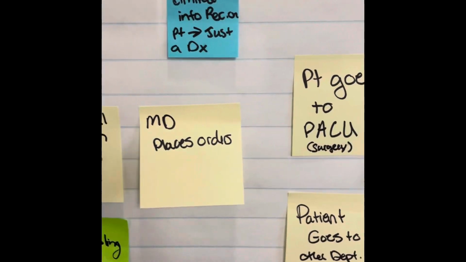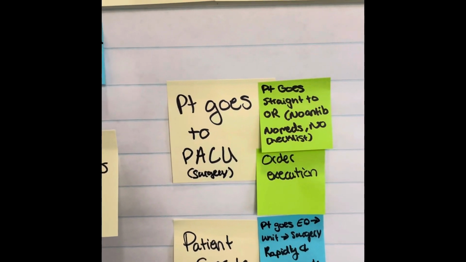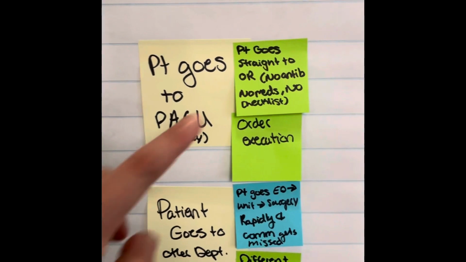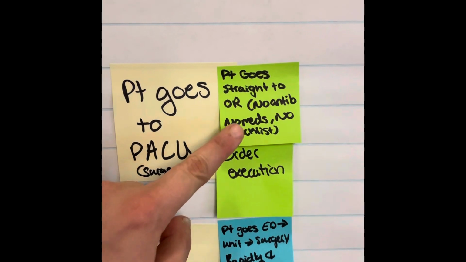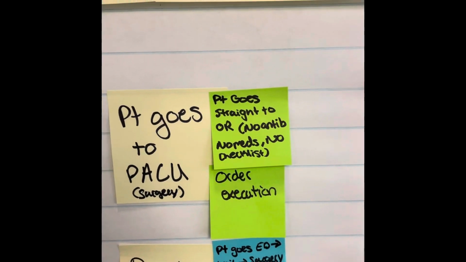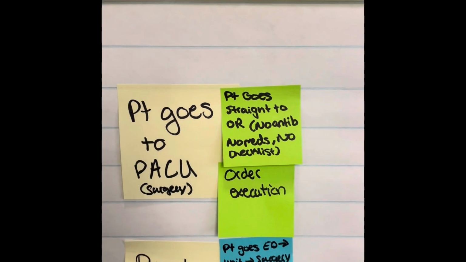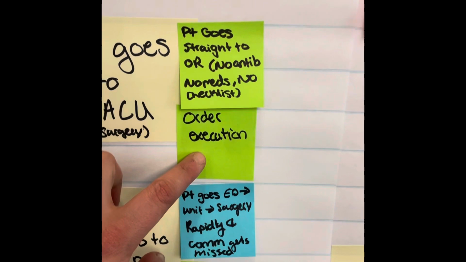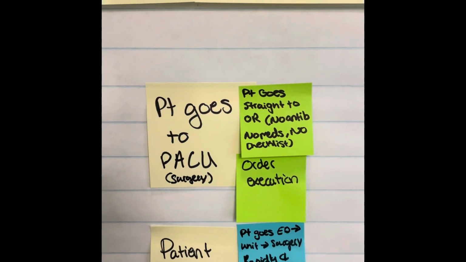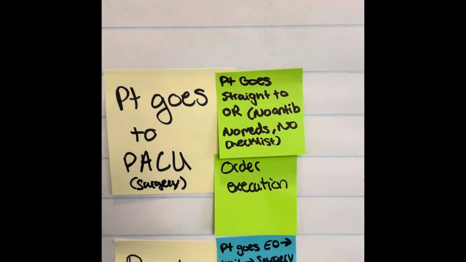The MD places the order, and then our intention is that the patient should go to PACU for surgery, but that may not always be the case. So what we have here is the patient goes straight to the OR, and the issue that we have there is there's no medications, antibiotics could be missed, and there's no checklist that could be followed throughout that process. And then execution of the orders. Due to the patient traveling from the ED to the surgery area, there could be a hiccup there as well.